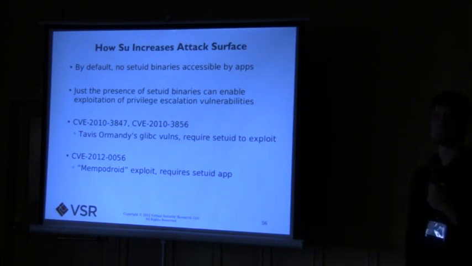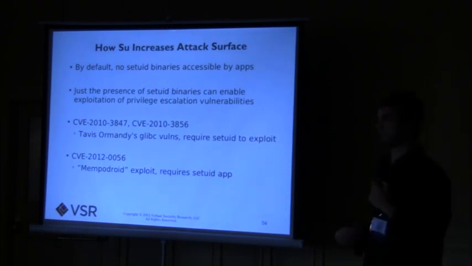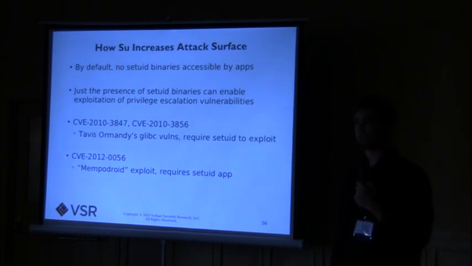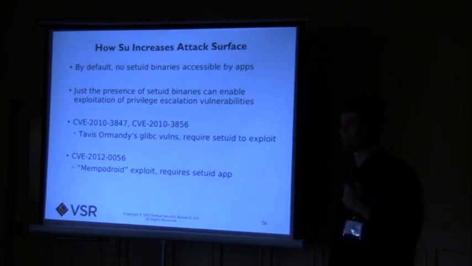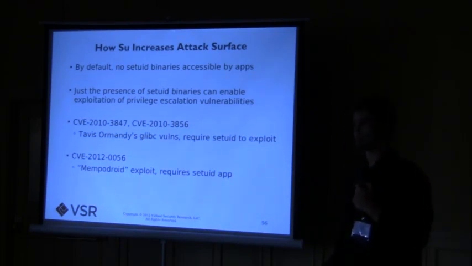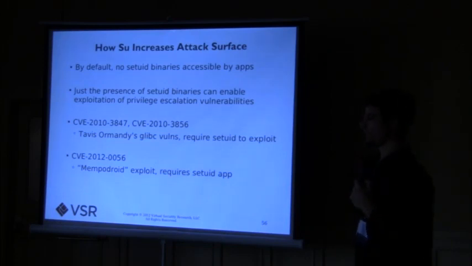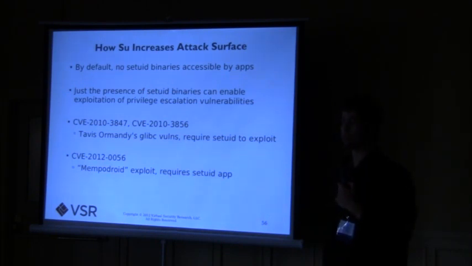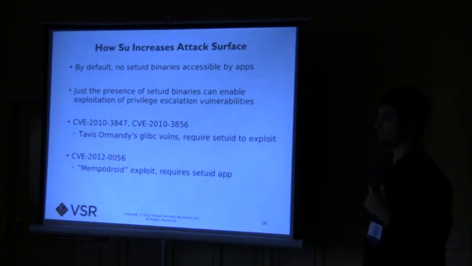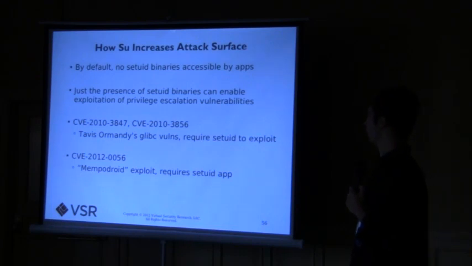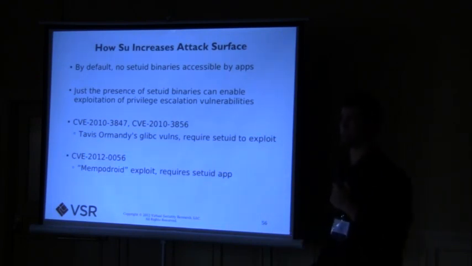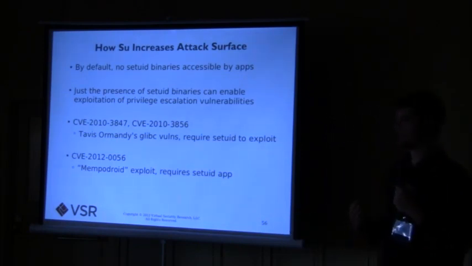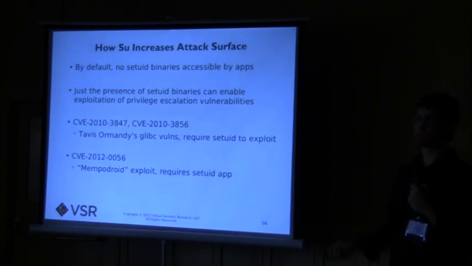Unfortunately, SU does increase the attack surface of your phone. By default, on Android, there are no setuid binaries that are accessible by applications. And history has shown that the mere presence of setuid binaries can enable exploitation of privilege escalation vulnerabilities. For example, in 2010, Tavis Ormandy had two very cool glibc vulnerabilities that both required setuid applications in order to exploit. And more recently, a bug that actually affected Android, CVE 2012-56, was a Linux kernel privilege escalation that was ported to an Android exploit called mempodroid. And again, this required a setuid application to exploit. So this would not be exploitable by malicious applications unless you had rooted your phone.